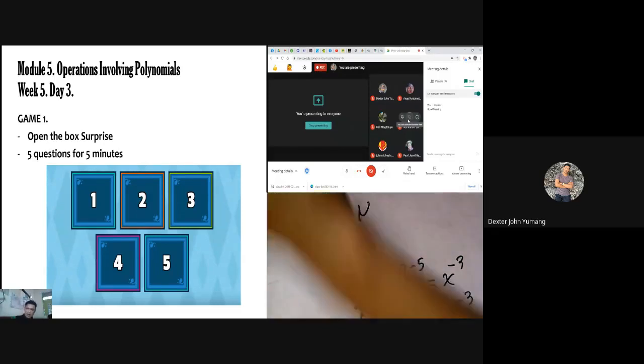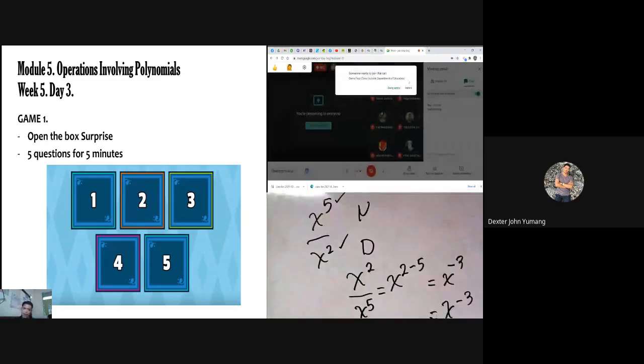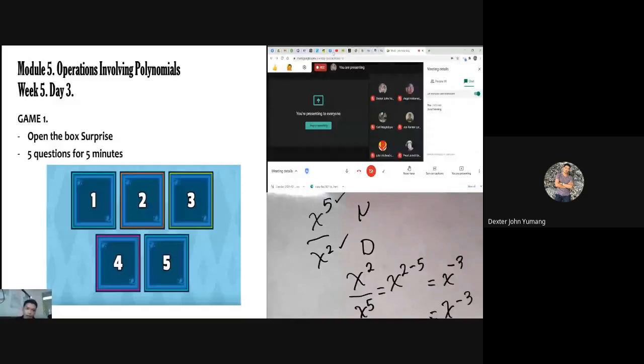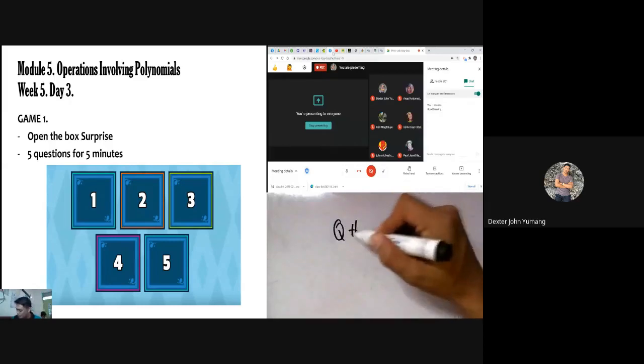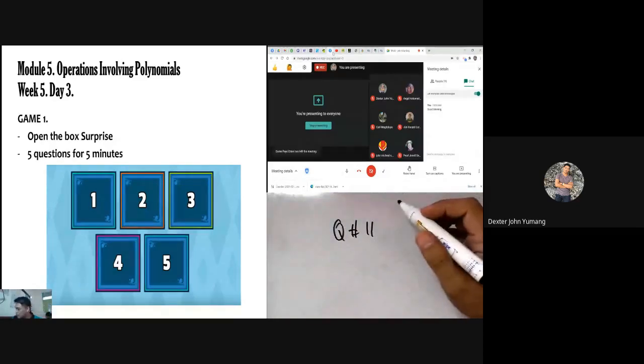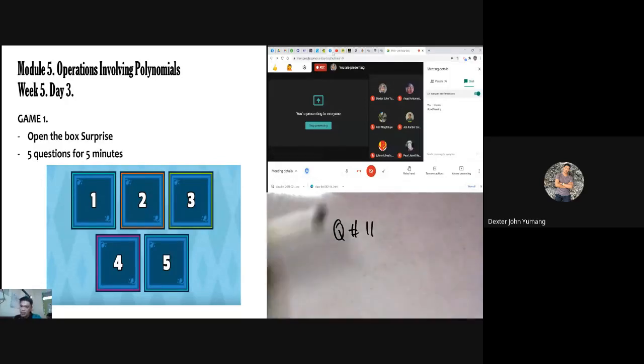Okay, let's have the activity for the game number 1. Our game number 1 will be about the open the box surprise. In this activity, there are 5 boxes to open. And as you open that one, there are 3 options to select. So choose only the best answer among the 3 options. So this is recorded and name it as quiz number 11. Pag natapos po kayo, you submit your scores immediately in our page. So only 7 minutes for this. So I'll be sending the link for a while.